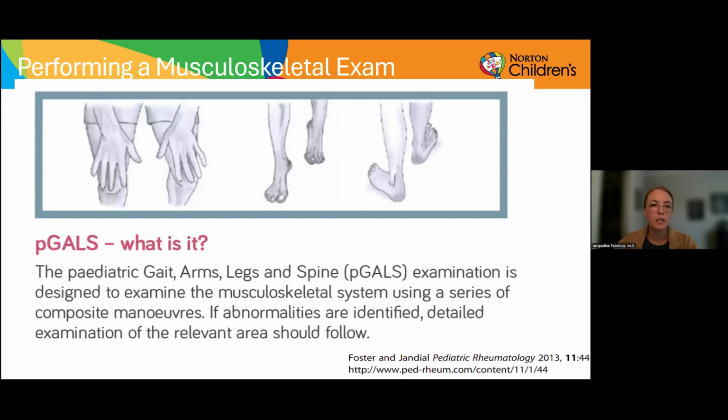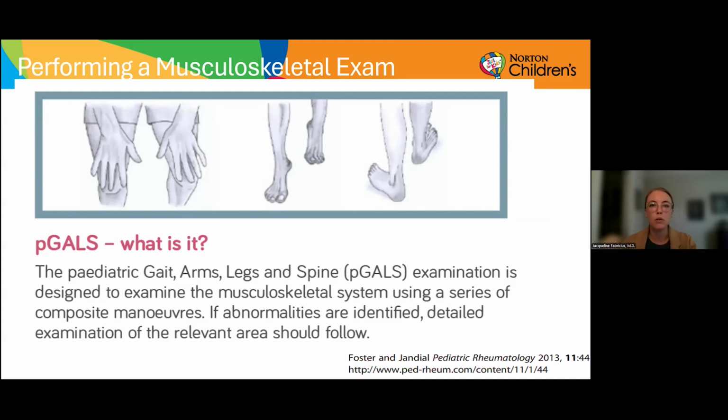So in addition to the history, the physical exam is really integral to differentiating between both inflammatory and non-inflammatory pain. I want to present to you this exam tool, which is called the Pediatric Gait, Arm, Limb, and Spine exam. This is a set of exam maneuvers that's used to examine the entire musculoskeletal system in a relatively short but comprehensive manner. And then if abnormalities are identified, you can do more detailed examination of the relevant area with inspection, palpation, or range of motion.